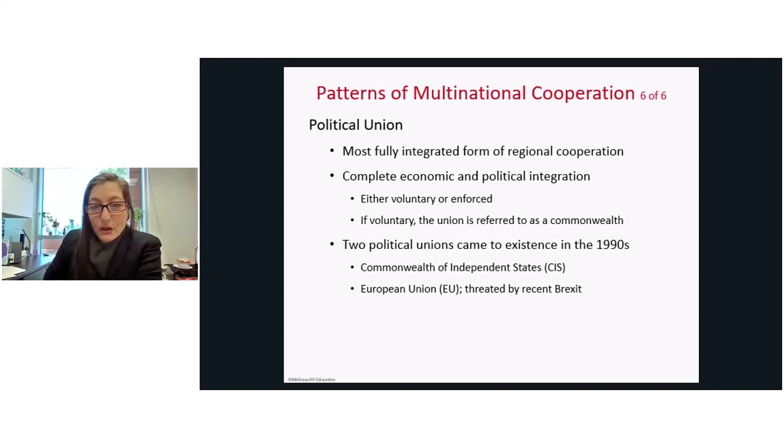Further progression of multinational cooperation is a political union. The EU is a voluntary political union. So this is the most fully integrated form of regional cooperation. We're talking about complete economic and political integration, and it's either voluntary or it's enforced. As I mentioned, the EU is a voluntary political union, and given that's the case, the union is referred to as a Commonwealth.